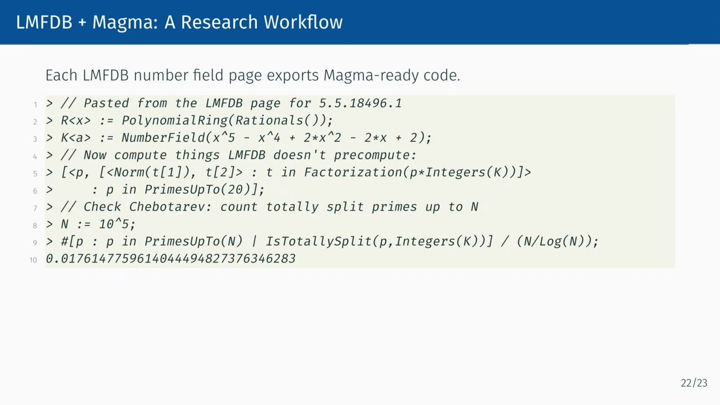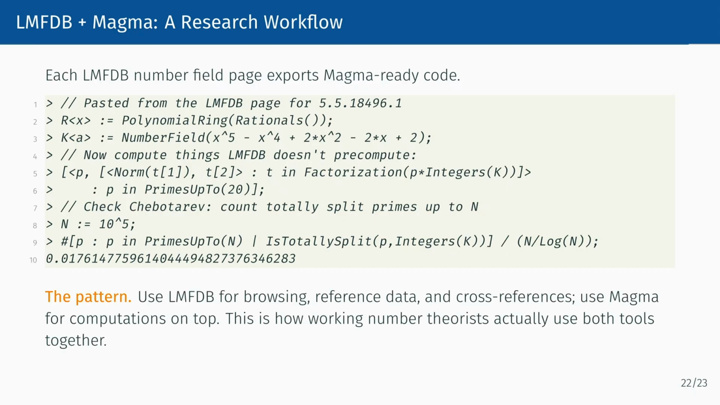But this is the natural flow. You have things on the LMFDB, you can query it, you can see things there. Sometimes you want to compute beyond that. For that, you can use other computational tools such as Magma to get the things that you're after.